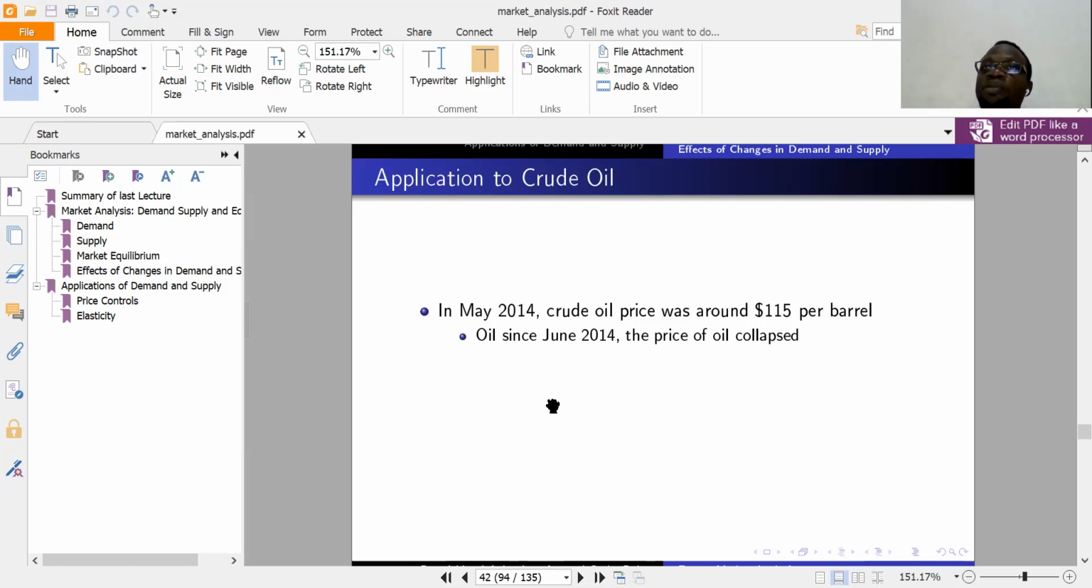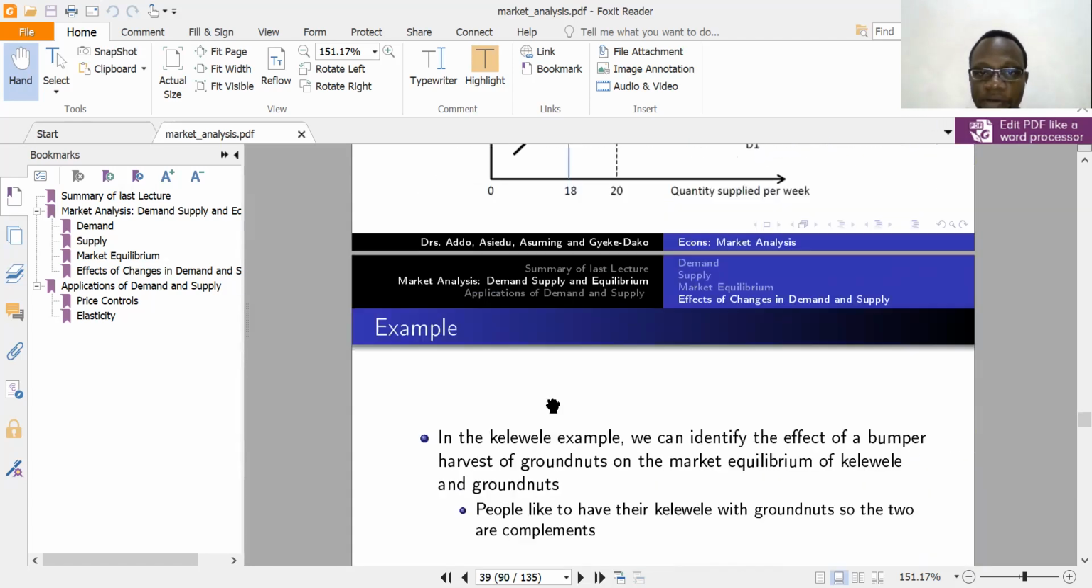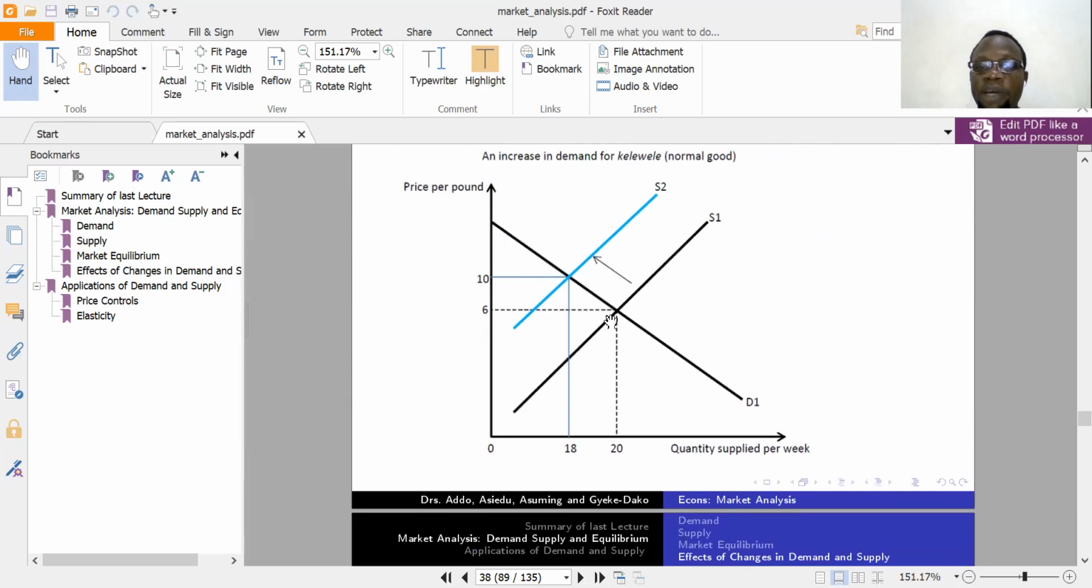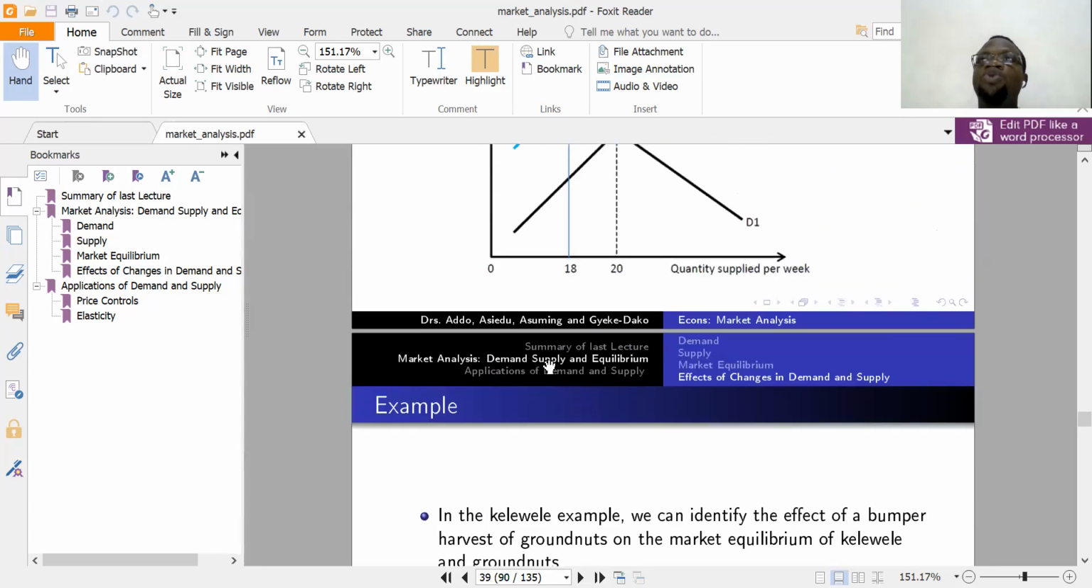Okay. If demand falls, okay, if you go back to any of the curves, here, if demand falls, that means demand shifts to the left, okay, the D1 shifts to the left, prices will fall. And in practice, that's what happens. People are not buying, prices will fall. Okay. And if firms supply too much too, prices will fall.